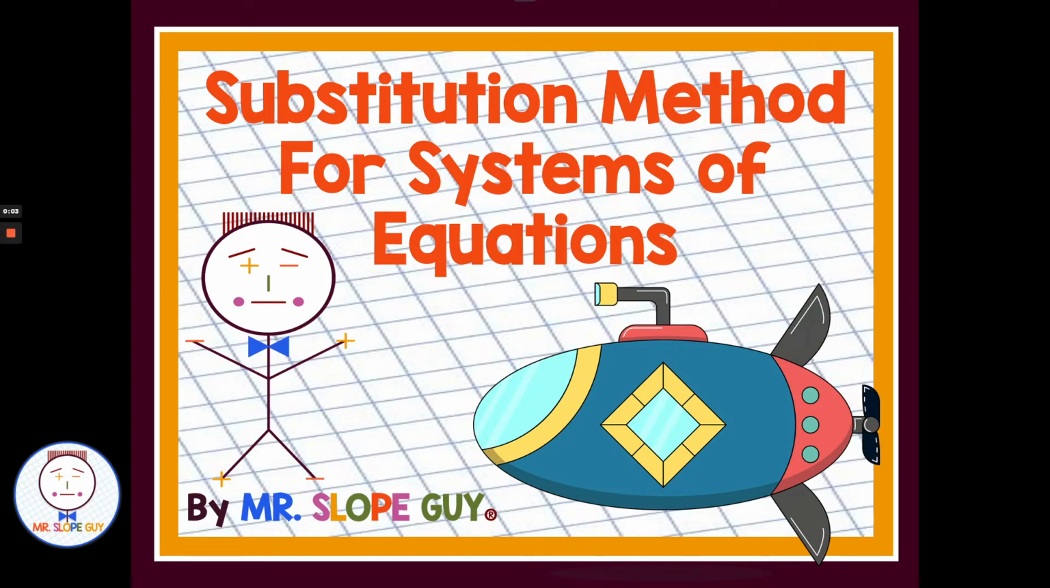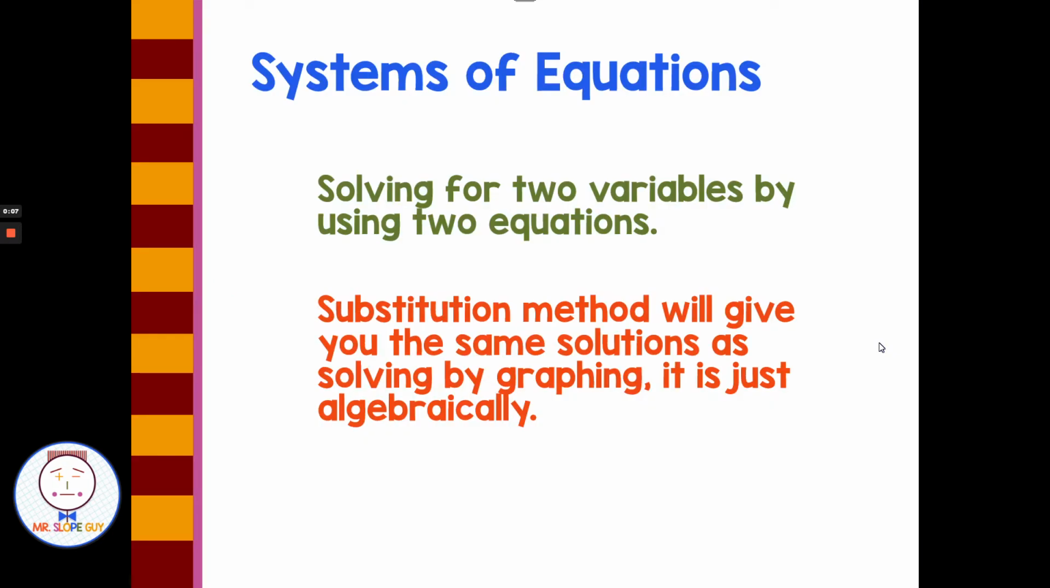Substitution method for solving systems of equations. So systems of equations, we're solving for two variables by using two equations. So we can solve for two variables at once, but we need to have two equations in order to do that. And the substitution method will give us the same solutions as if we were solving by graphing. It's just done algebraically.